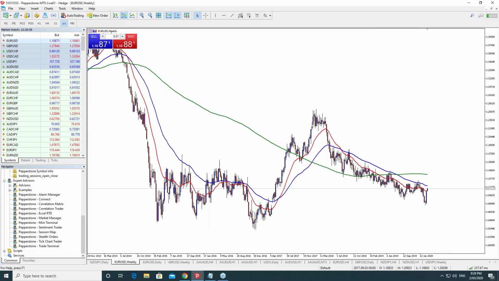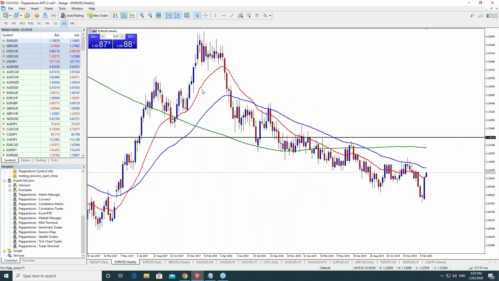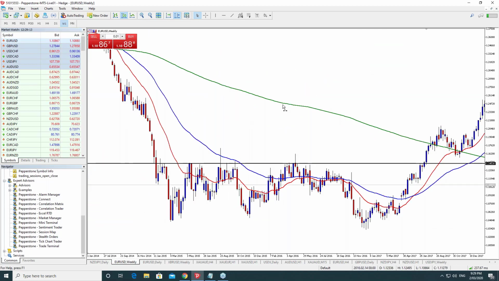So what happens in a period of time where we've got some wicks? What do we focus on? Do we continue to focus on the body for our support resistance? Well, I think there's no better example than this Euro US dollar weekly. So let's go over to the Euro US dollar.